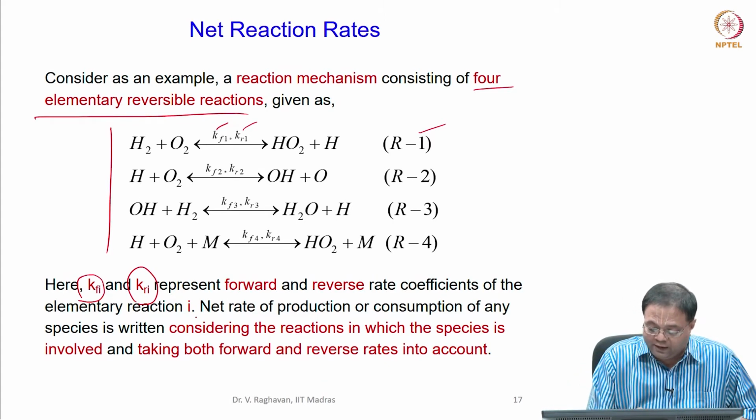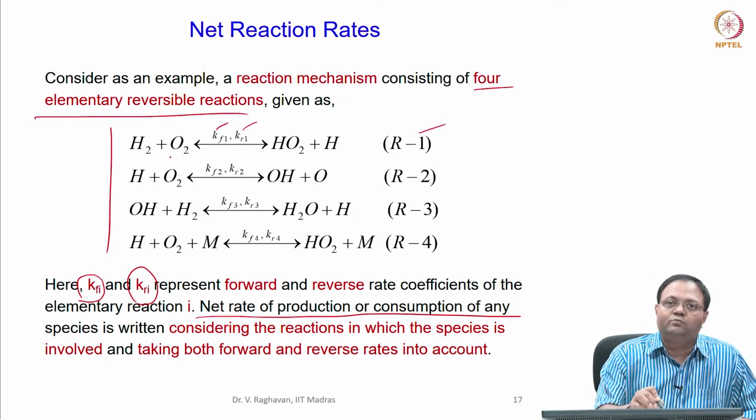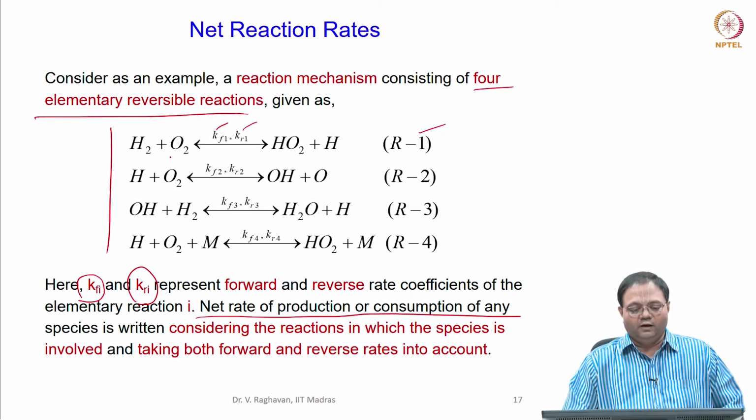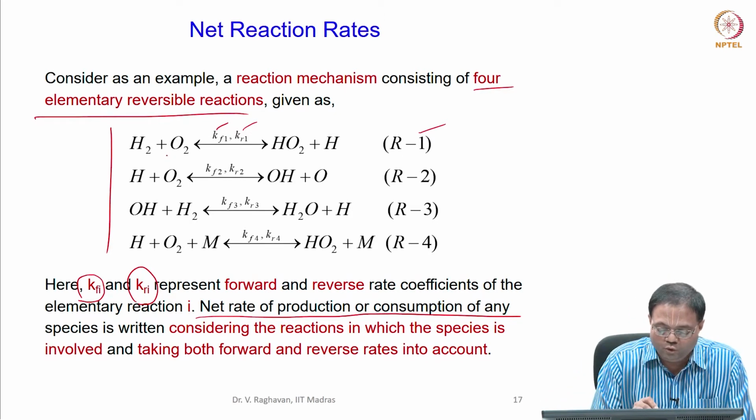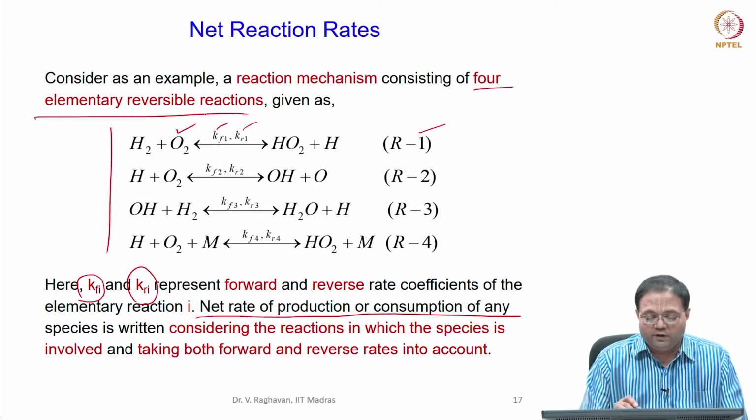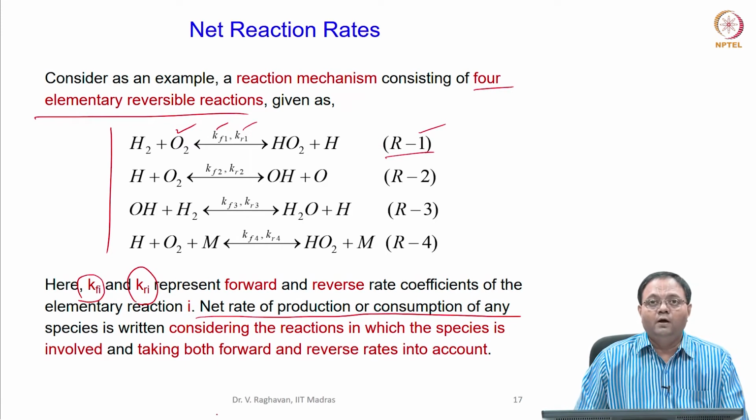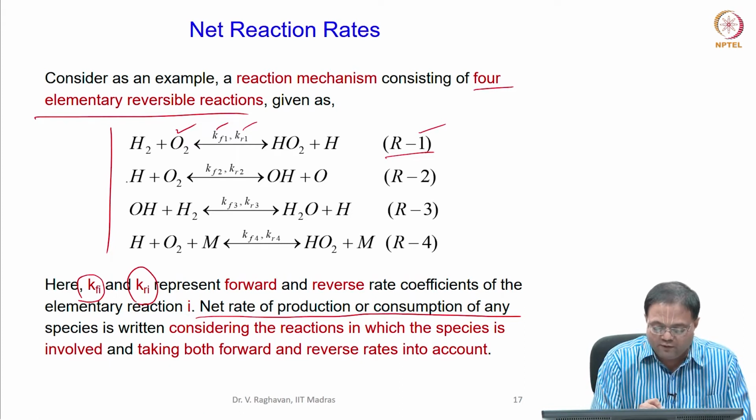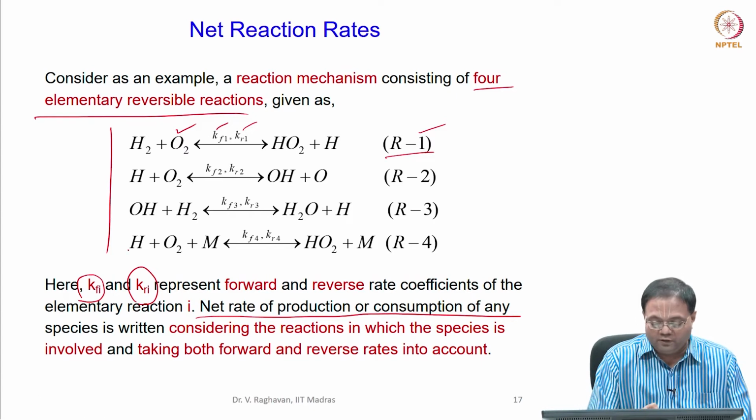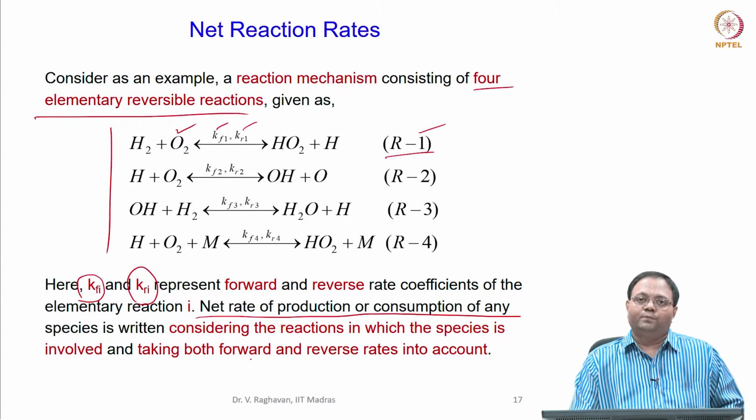Now, for the net rate of production or consumption: when a species is on the reactant side, it is consumed in the forward reaction, but it is produced in the reverse reaction, correct. So, for example, if you take O2 here, O2 is consumed in the forward reaction of R1. Similarly, it is consumed in the forward reaction of reaction 2, R2. It is consumed in the forward reaction of R4. So in 3 reactions O2 is consumed.